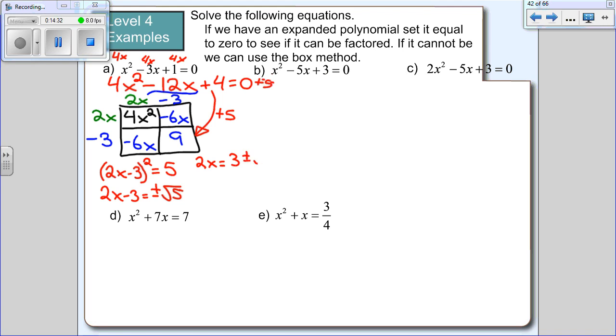And the question is now, how do you get rid of that 2? Like when you divide it, what does that look like? Because everyone here should know I need to divide by 2. When we divide by 2, we write it like this. X equals 3 plus or minus root 5, all divided by 2. And that's how it looks.